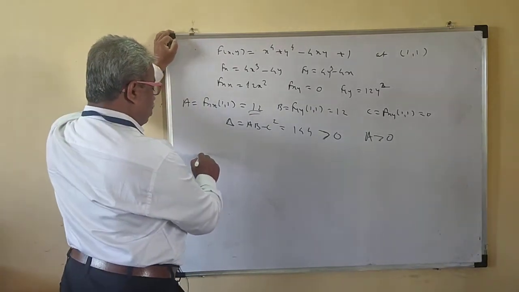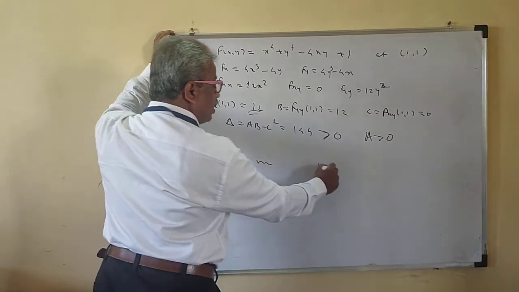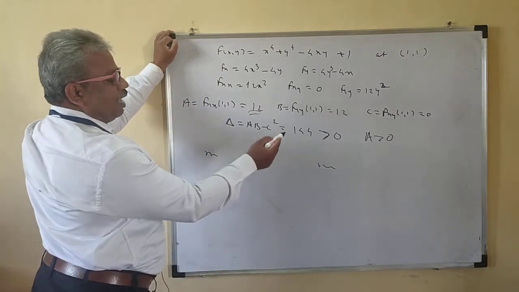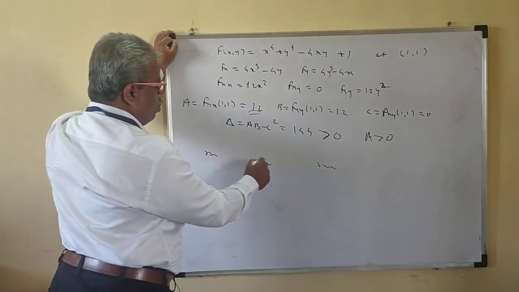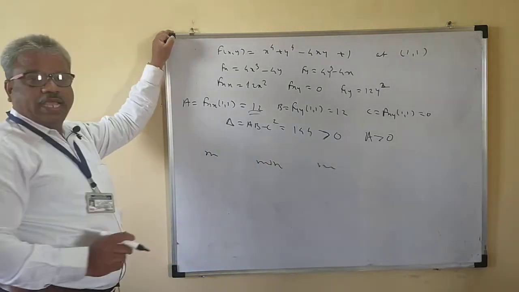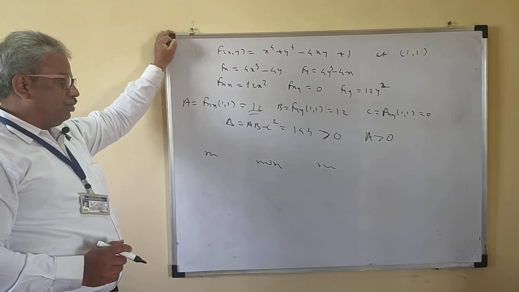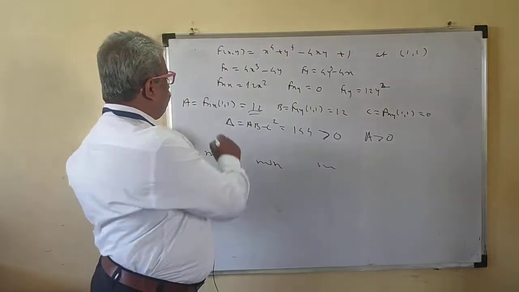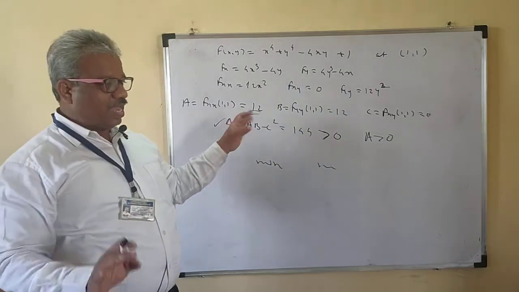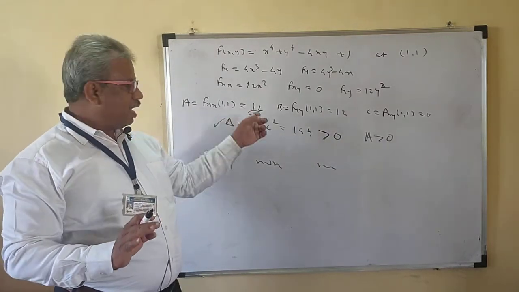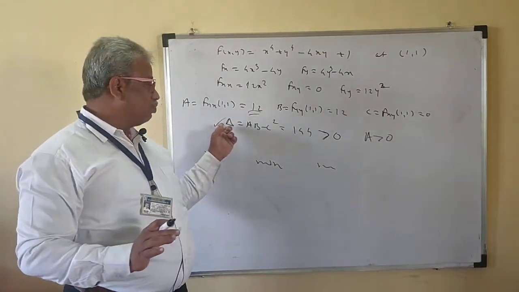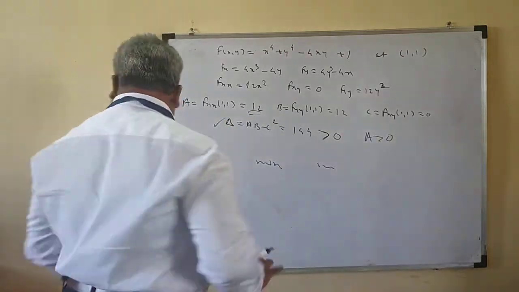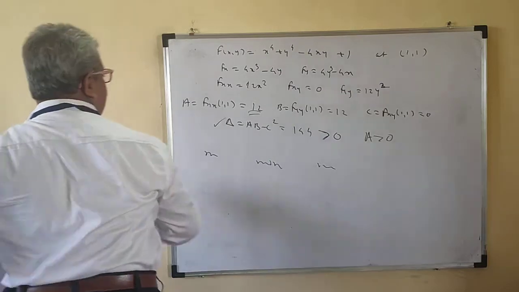You have been given the options: minimum value, maximum value, saddle point, neither maximum nor minimum. So here a greater than 0 means minimum value actually. So don't find only a and b; you have to find delta also. Delta and a play a very important role here. This is the important thing.